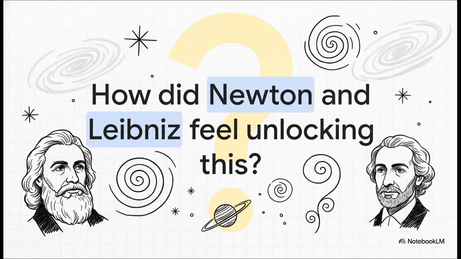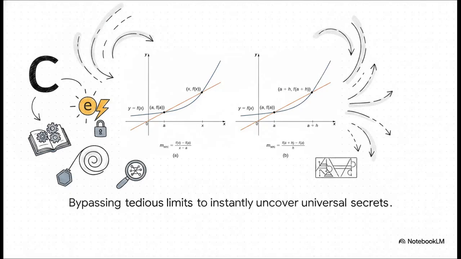Just imagine the sheer awe of realizing that the chaotic growth of nature, or the incredibly complex motion of planets, boils down to these elegant, totally predictable rules. When they first started figuring this stuff out, they had to rely entirely on those tedious, exhausting secant lines and complex limits. Every single calculation was an absolute mountain of work.